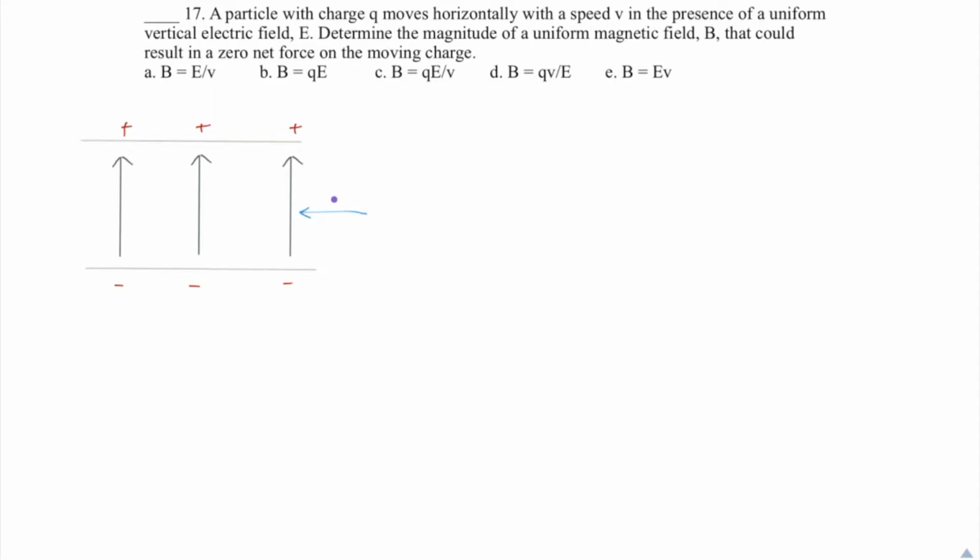Hey guys, so this question reads that a particle with charge Q moves horizontally with a speed v in the presence of a uniform vertical electric field. Determine the magnitude of a uniform magnetic field B that could result in zero net force on the moving charge.